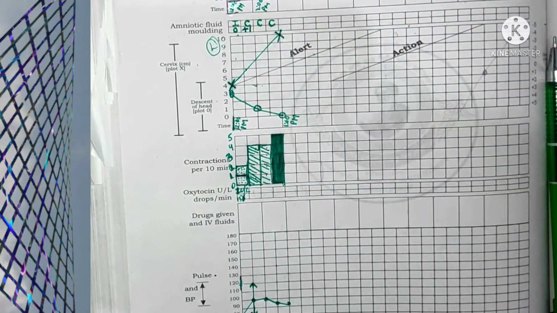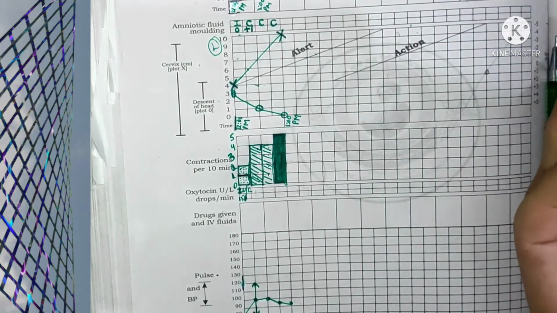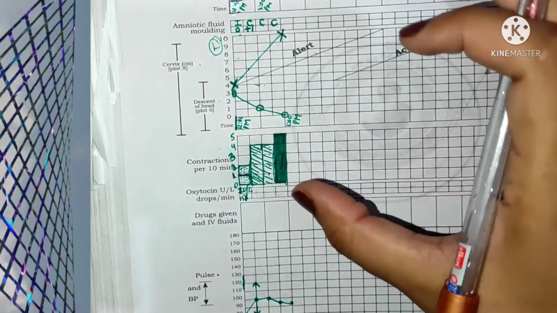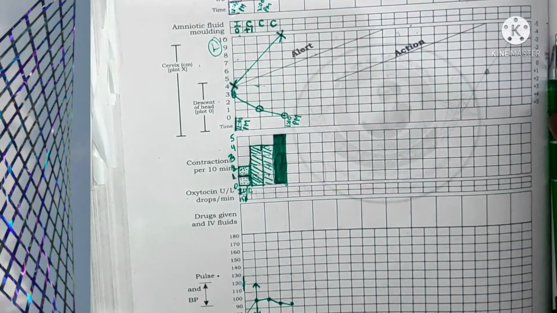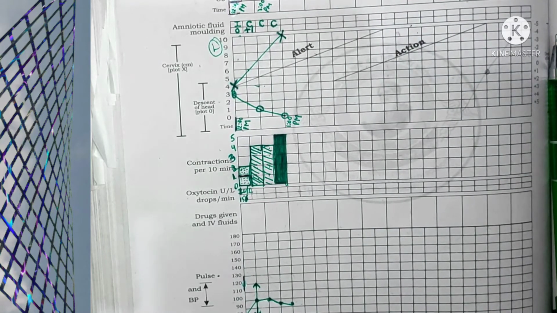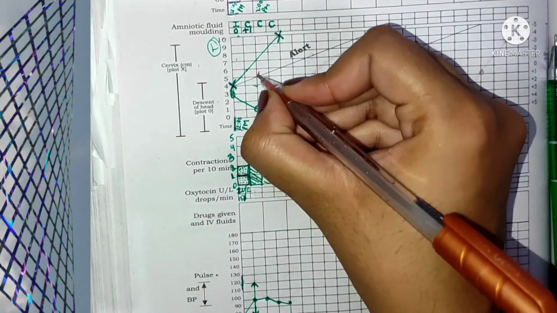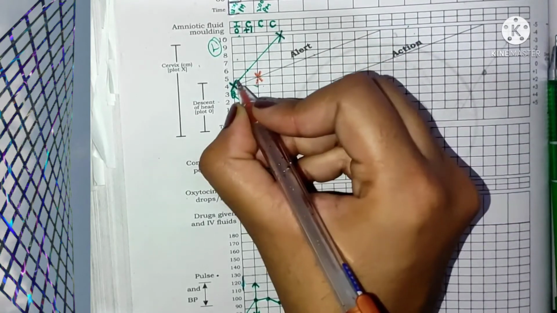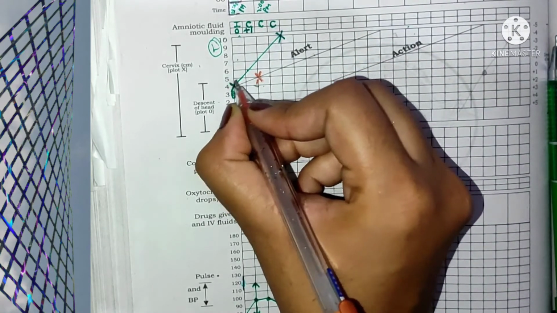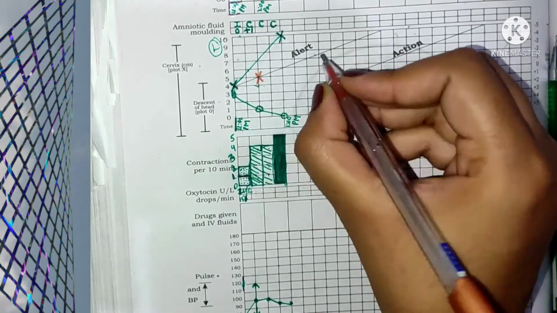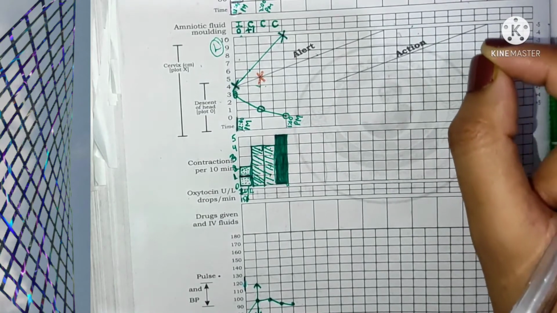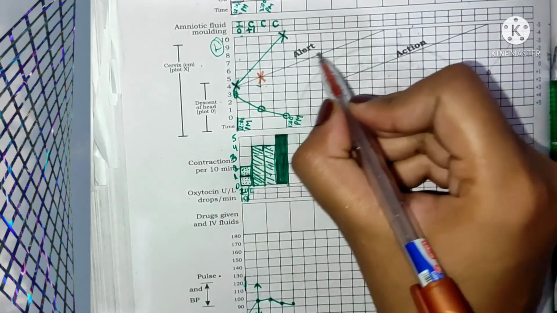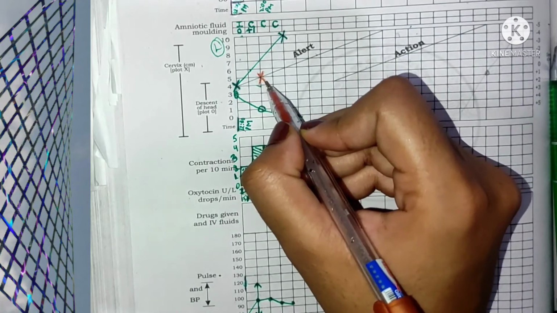Suppose the criteria is a little bit different and the patient came to you when her cervical dilatation is 5 centimeter. Okay, suppose the patient came to your hospital and on your first examination you found that the patient's cervical dilatation is 5 centimeter. Then you have to place the cross over here, over the alert line, from where you can see the 5 centimeter. Okay, so whenever you are going to start the documentation in the active phase, you are always going to place a cross over the alert line only.